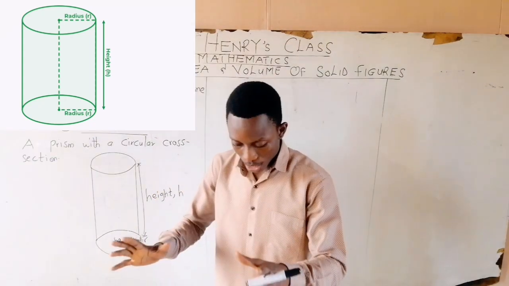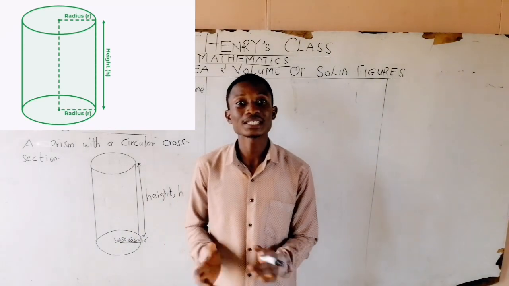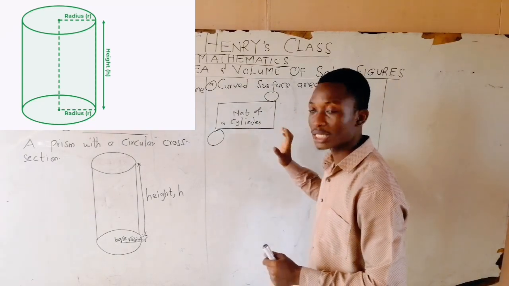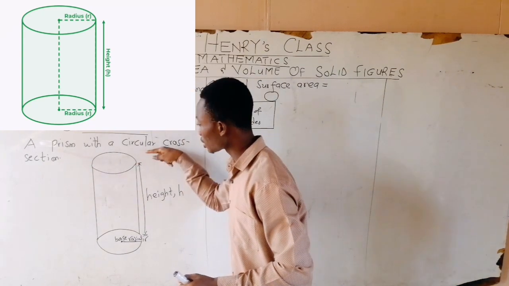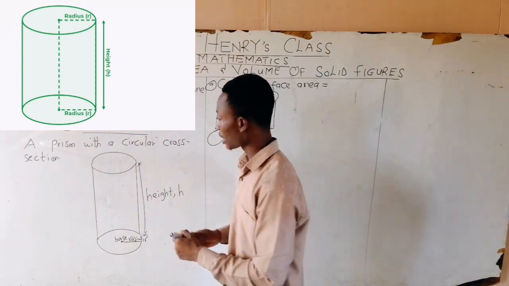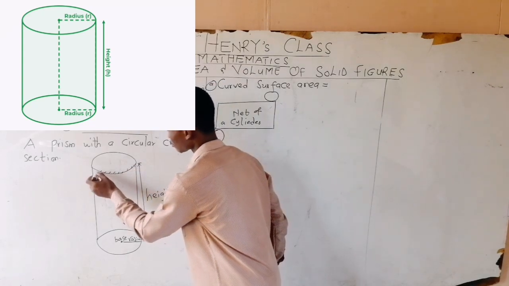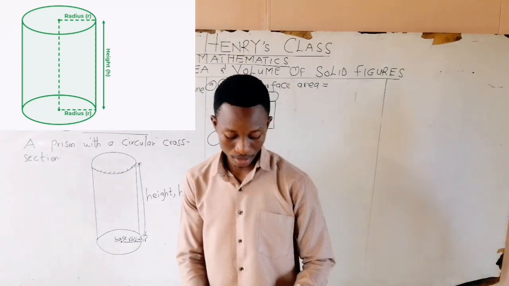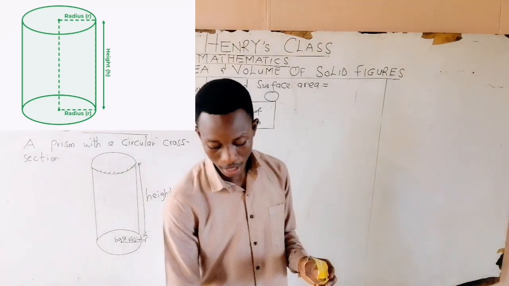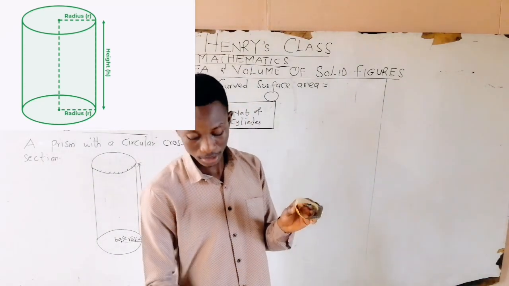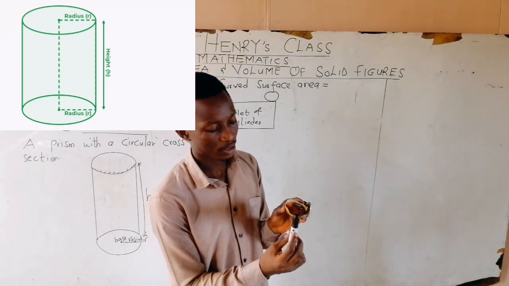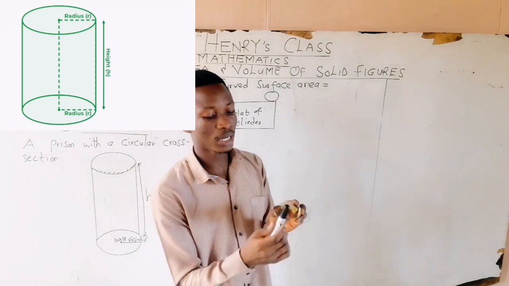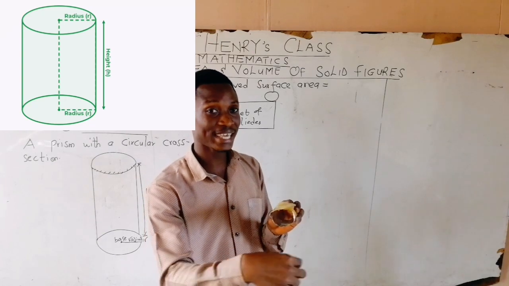Now we are going to consider the following things under the cylinder. The meaning of curved surface area: we are talking of the curved portion of the cylinder. So when we talk of curved surface area, this portion is what we are talking about. Now, how do you find the curved surface area of a cylinder? Consider what I have here. I'll call this side A, and this side B. This side is my curved part.